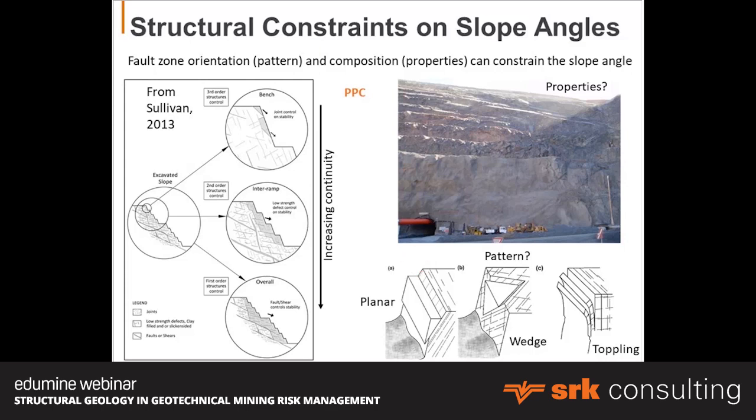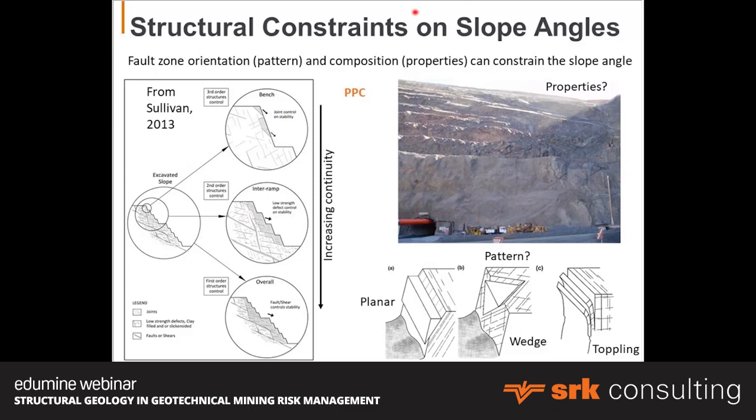The other important aspect here is the continuity. This is a great diagram from Sullivan 2013, just showing how structures of different continuity impact your slope and your slope design at different scales. So small structures, third order structures, joint systems, for example, will impact your bench design. Larger structures, say second order fault systems, could impact your inter-ramp design and the stability of your inter-ramp stack. And the larger structures can impact your overall pit stability.